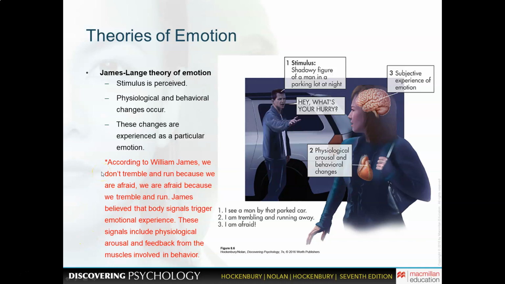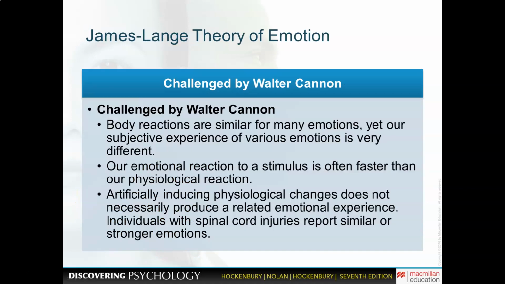What was interesting and important to know from this is that William James says we don't tremble and run because we are afraid. We are afraid because we tremble and run. So he believed that the body signals first and triggers the emotional experience. Now, things might be different these days, so these ideas have been challenged.